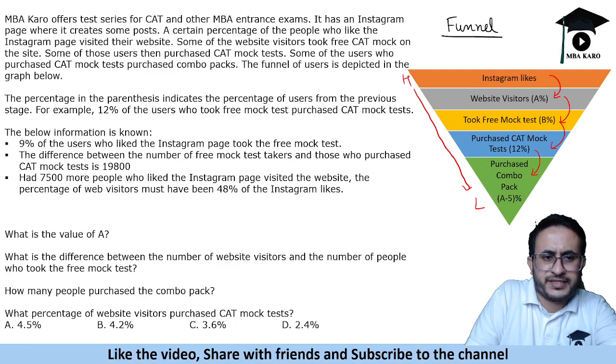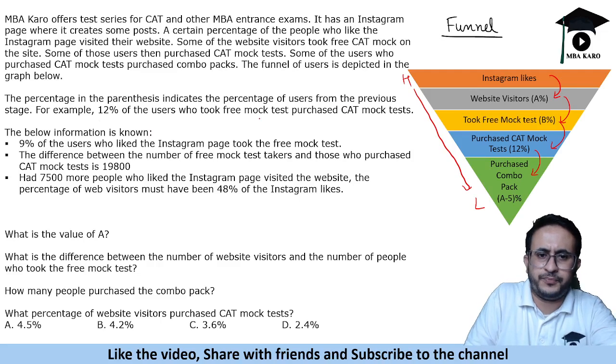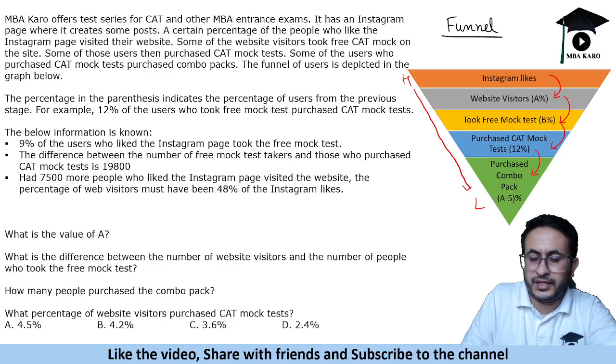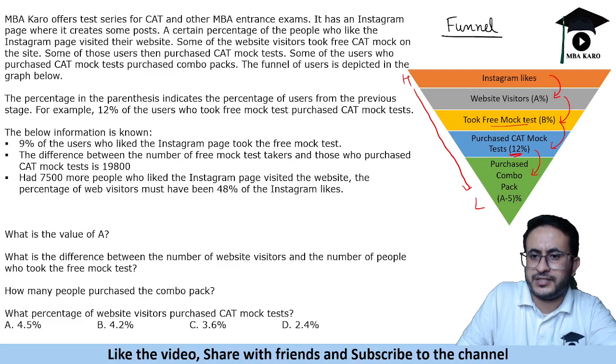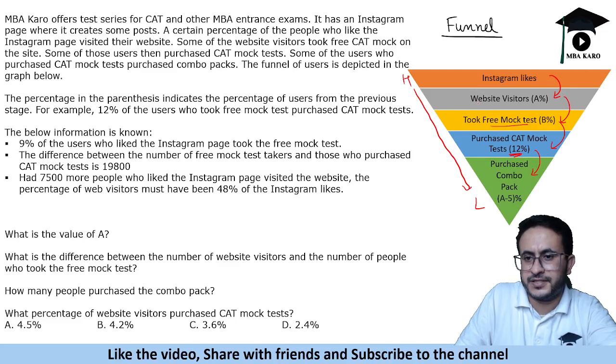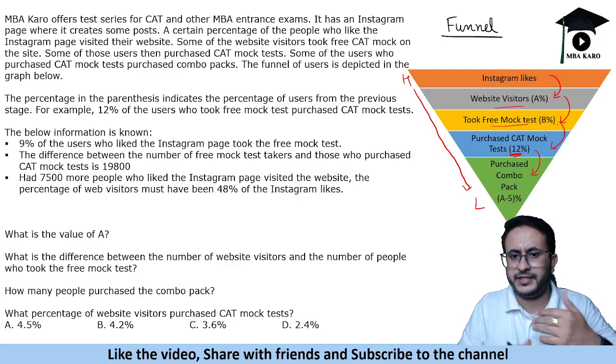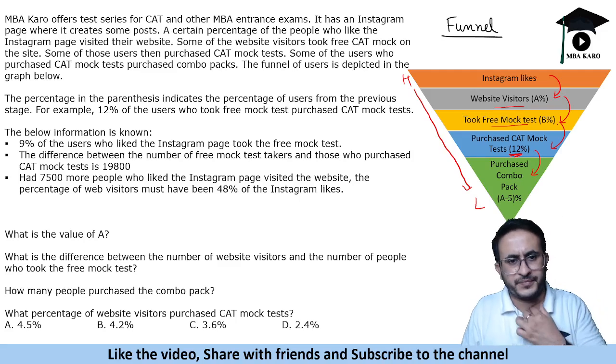One more thing is given. The percentage in the parenthesis indicates the percentage of users from the previous stage. For example, 12% of the users who took the free mock test purchased the CAT mock test. So there are some people who took the free mock test, and 12% of them purchased the CAT mock test. Now A% of Instagram likes are website visitors, B% of website visitors took the free test. So like this we are given the information, right?